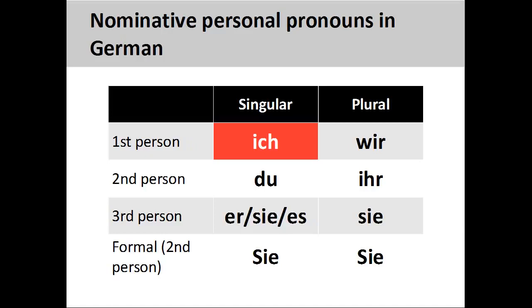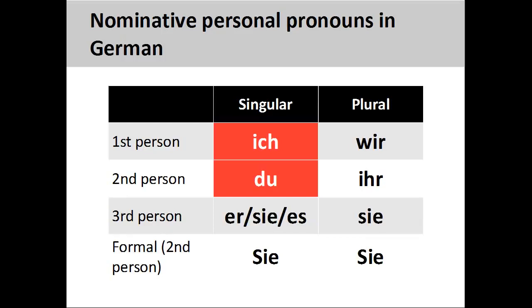When teaching German personal pronouns, I like to introduce them as actors on a stage. The first person to appear on the stage is ich, I, the first person singular personal pronoun. Another actor appears on the stage, whom I would directly address as du, you.